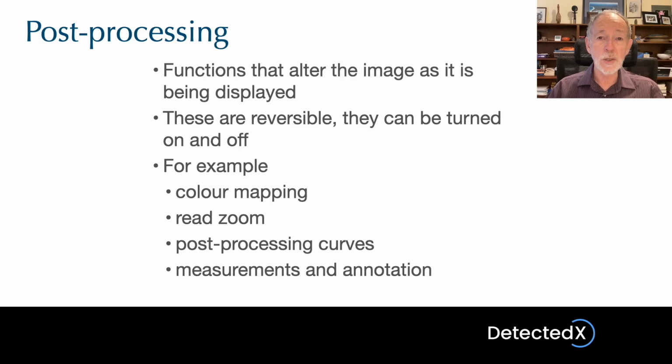Another example would be the read zoom that I talked about, where you magnify up a portion of the image and display that on the full screen. There are things called post-processing curves. These function in very much the same way as the dynamic range compression, which I described earlier, in that they modify how echo strength is converted into grayscale intensity on the screen. So they allow a little bit of tweaking, if you like, of the mapping of echo intensity to grayscale values. And then finally, you could include in this category measurements and annotation of the image.